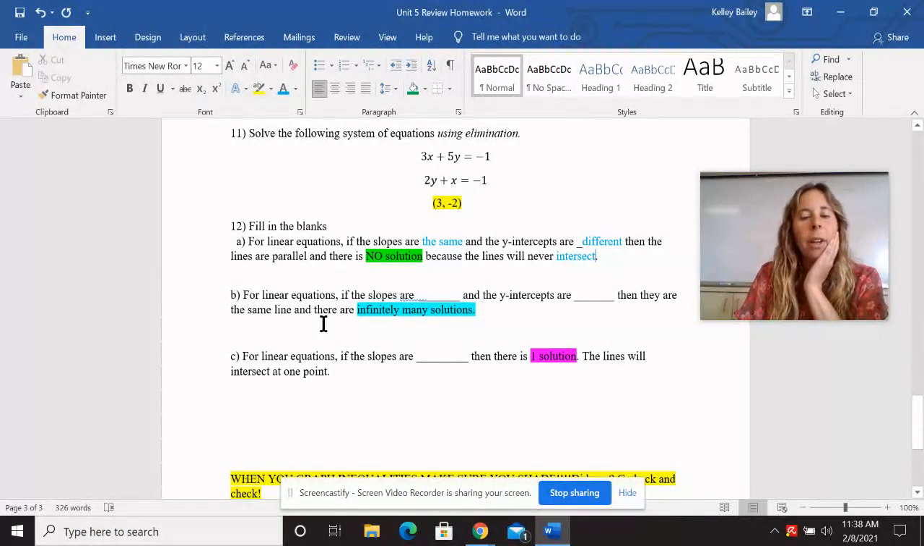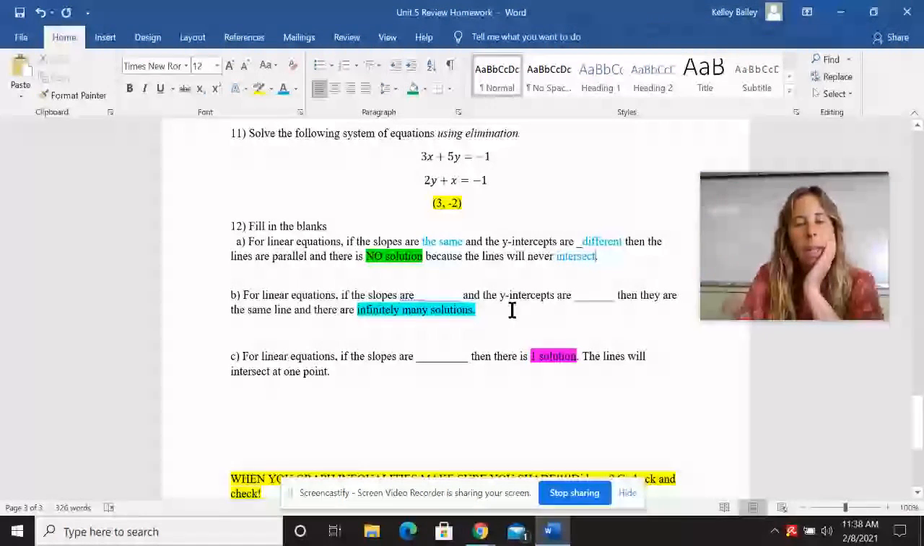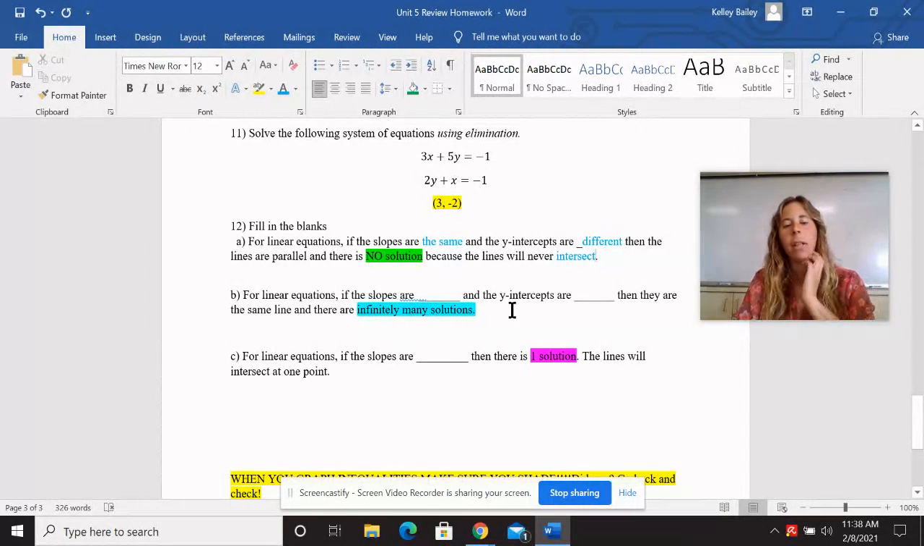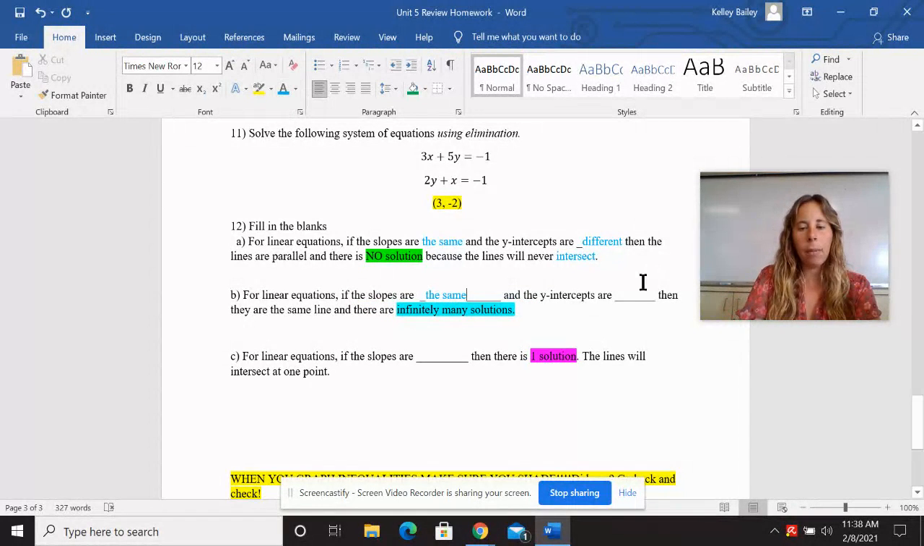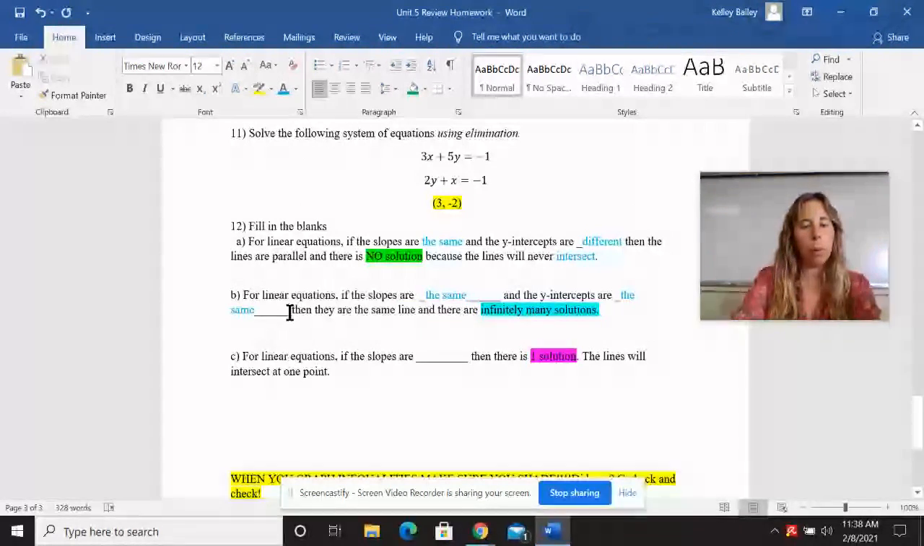B, for linear equations, if the slopes are blank and the y-intercepts are blank, then they are the same line and there are infinitely many solutions. Okay, well, they're the same line. So the slopes are the same. And if they're the same line, then the y-intercepts are also the same. They're exactly the same line. So everything is equal. Everything is the same.